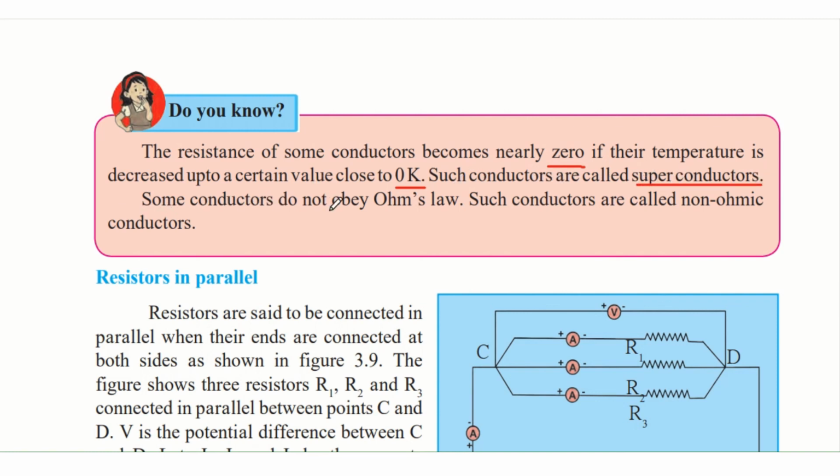Some conductors do not obey Ohm's law. So whatever rules we had learned from Ohm's law are not obeyed by some conductors. And such conductors are called non-ohmic conductors.